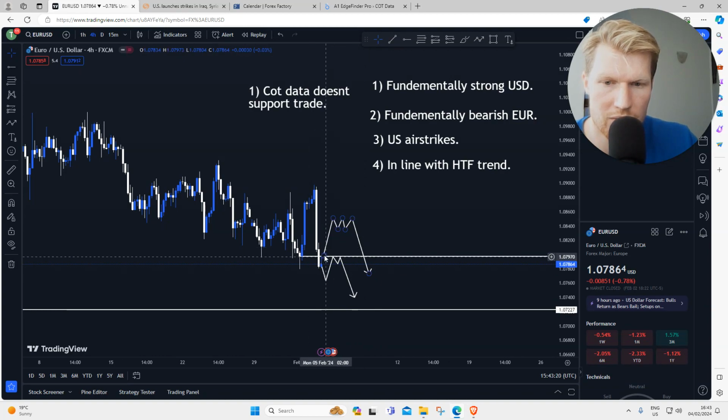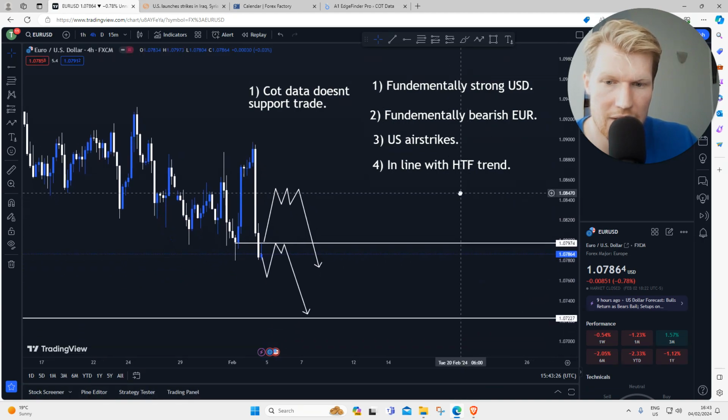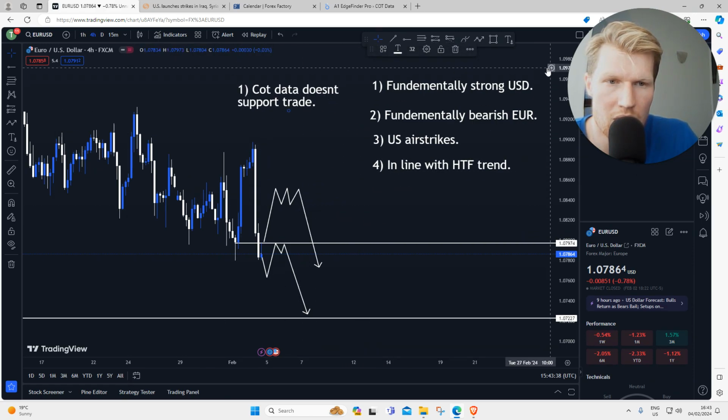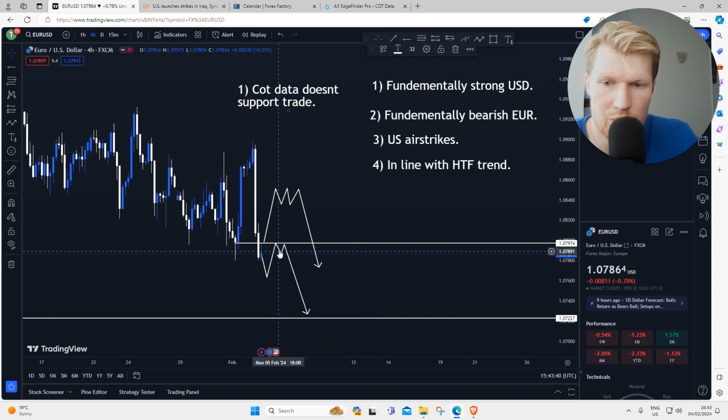Broke that support, so it's completely opposite. Broke the support, going to retest and continue down to that level. So let's see if we do get this. But overall, that is my analysis. I think we have quite a lot of confluences on this trade. The only thing not supporting this trade is the COT data. But again, as I said, this is a lot of confluences.